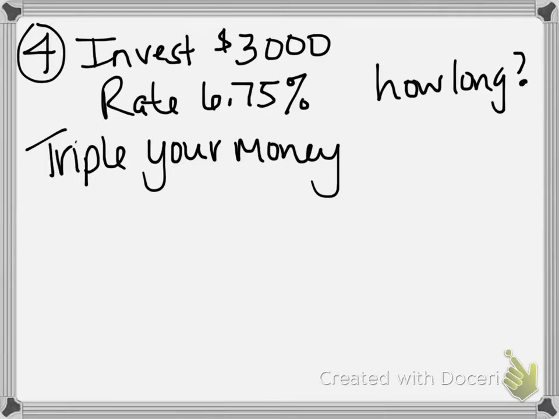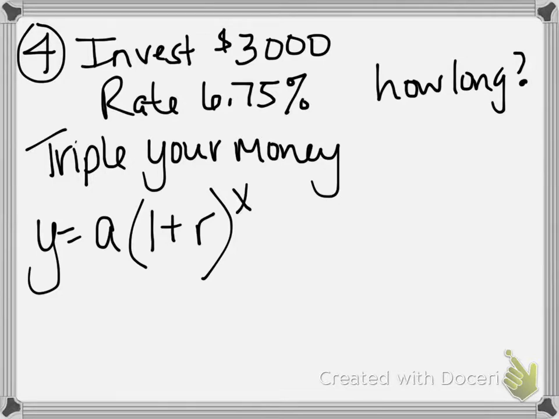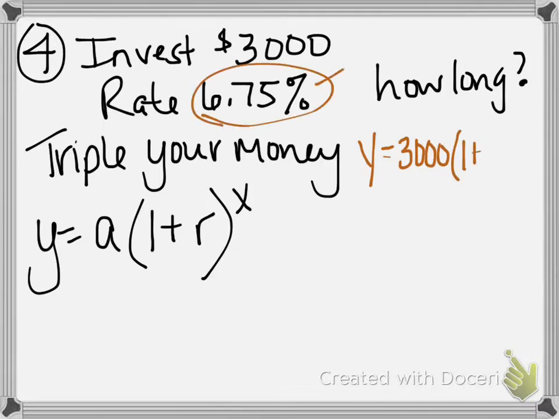So remember, we can set up an equation here. We have y equals the initial amount we invest times 1, and since we're increasing here, we're going to add our percentage rate to our x power, which represents our amount of time. So plugging in what we're given here, I would have y equals 3,000 times 1 plus, and I'm going to change the rate to a decimal, so that would be 2 decimal places, right? Divide by 100. So we'd have 1 plus 0.0675 to the x power.